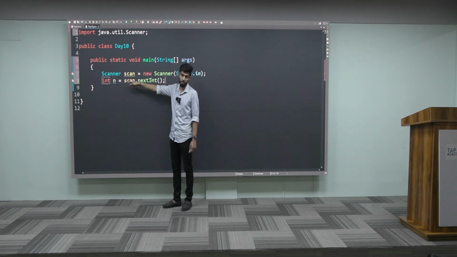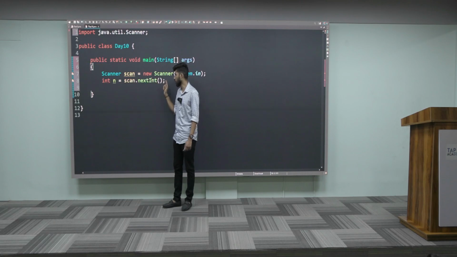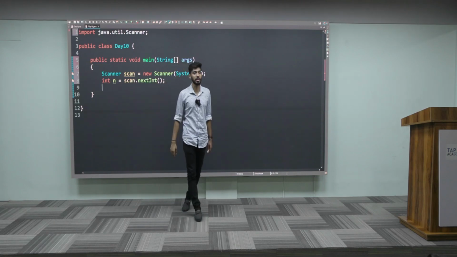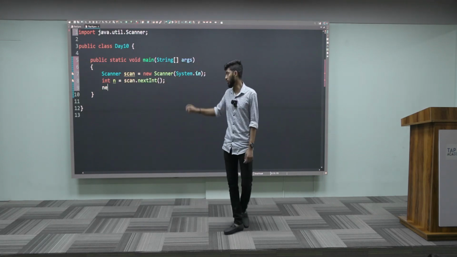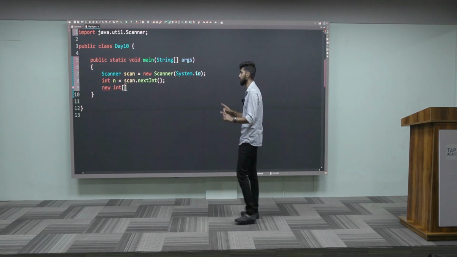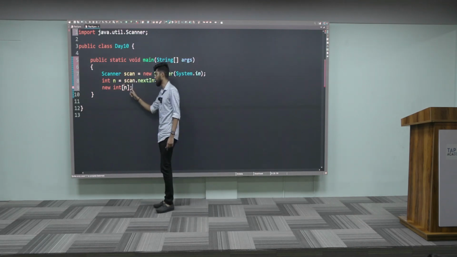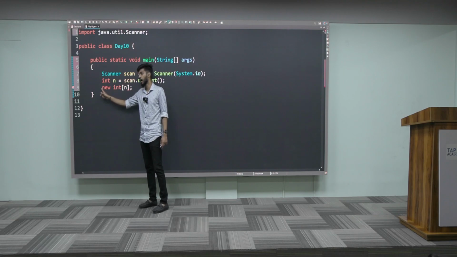And n is of type integer. What is the next step? Create an array. So we'll go to the next line and we will start creating an array. So I will say new int, and within square brackets I will put the n value, I will put a semicolon. On the left hand side I need to give AR, so I will write AR over here. That's the name of the array.